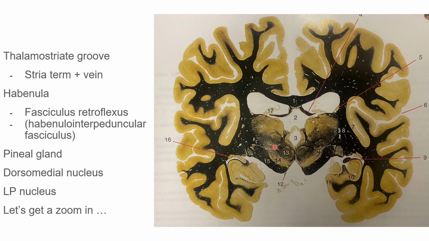And the other thalamic nuclei we can see here is your lateral posterior nucleus. It's going to be these right here, but don't worry too much about that. We're going to get into how to ID these later. Let's zoom in on this area so we can get a better look at what nuclei we're looking at.